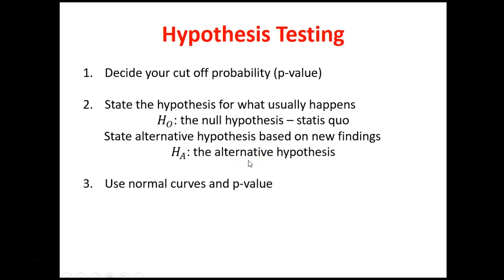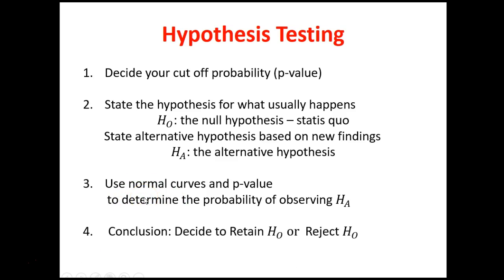Then we use a normal curve and the p-value to determine the probability of this actually happening when the status quo is going on. So in the normal case, when most men over 50 lose 100 hairs a week, what's the chance that we observed this randomly happening, that randomly some guys only lost 50? So we're going to look at that, determine that probability, and we do that using the normal curve.